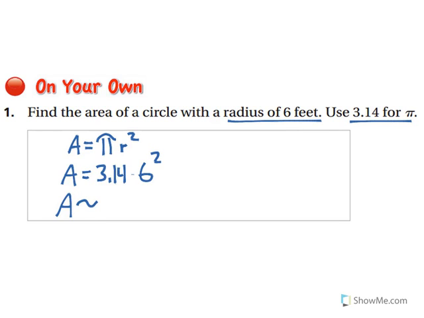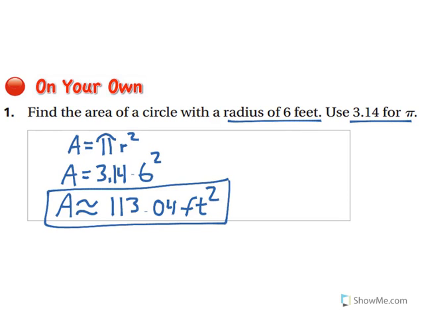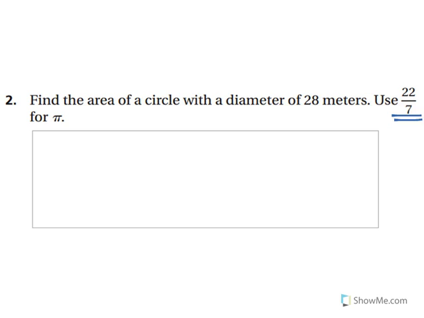And again, it's going to be an approximate. I'm not sure if I did that with the first 2 examples, if I wrote that in, but remember, you're going to use the approximate sign. It's approximately 113.04, and it's feet squared since we're dealing with area. All right, hope that's what you were able to come up with. Let's look at problem number 2.